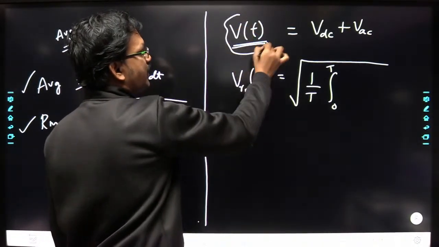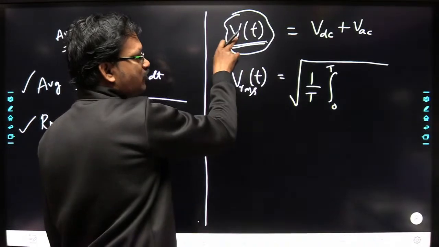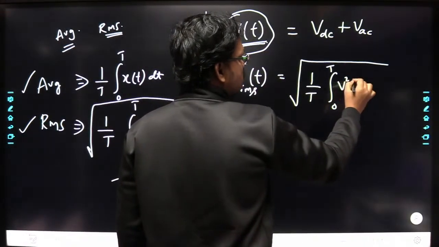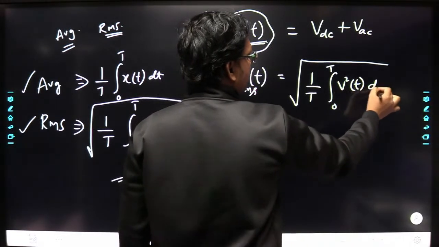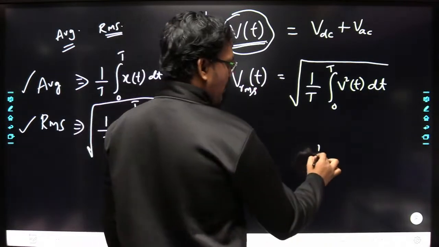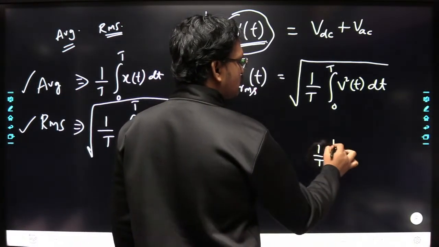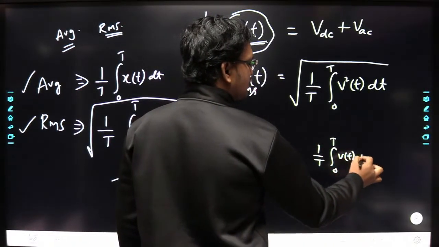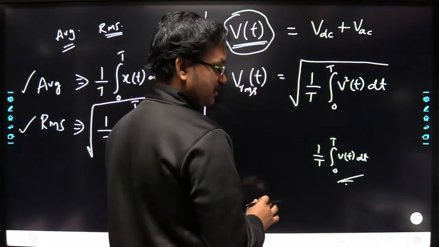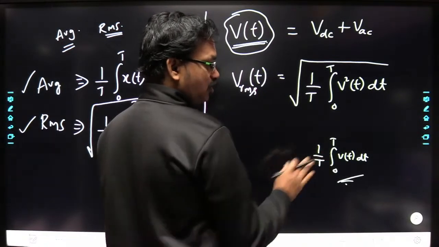We are trying to determine the RMS value of this signal. So you have to square this signal, that is v square of t into dt. See, 1 by T into integral 0 to T v of t dt is nothing but the average value of the voltage signal, or you can say the mean value of the voltage signal.